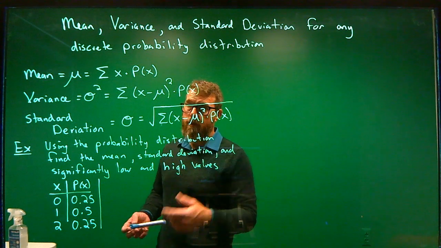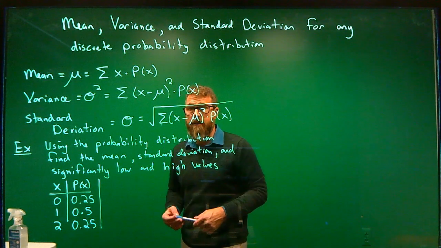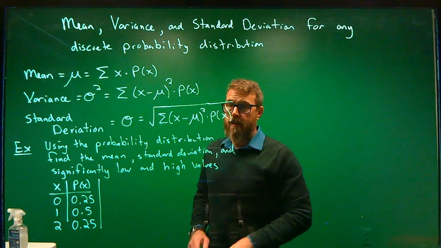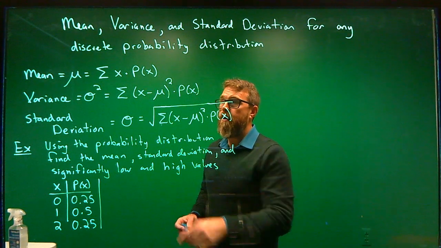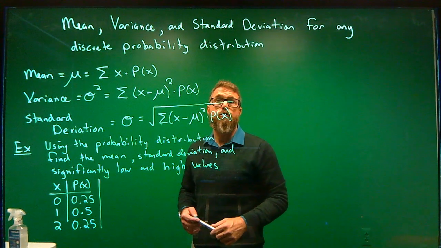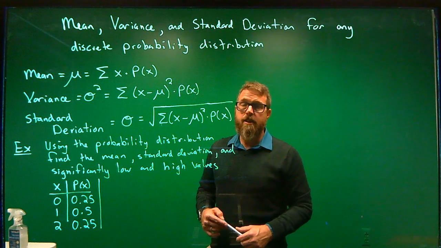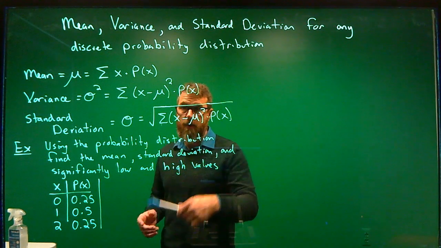These are the formulas for finding your mean, variance, and standard deviation. Your mean is going to be the sum of x times p of x. Your variance is going to be the sum of x minus mu squared times p of x. And then the standard deviation is going to be the square root of that variance.